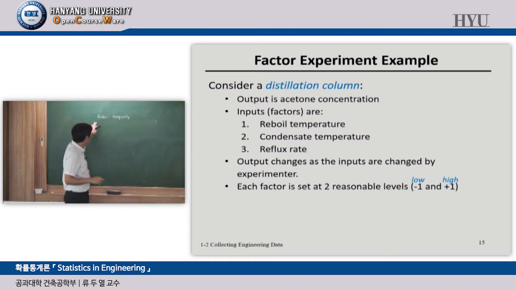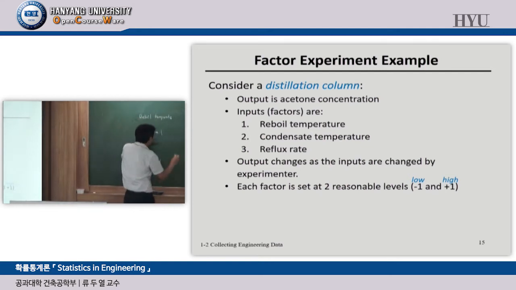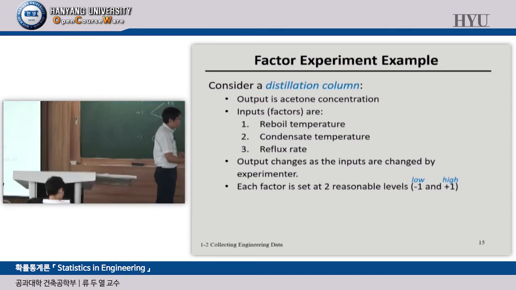We have two different levels for the reboil temperature: high reboil temperature and low reboil temperature. In the case of high reboil temperature, we can also have two different condensate temperatures here. The condensate temperature will be +1 high or -1, right? And this can also be applied to the -1 reboil temperature as well, so we also have +1 and -1 here. And we have one more input, which is called the reflux rate.